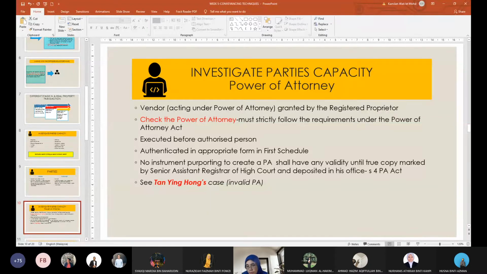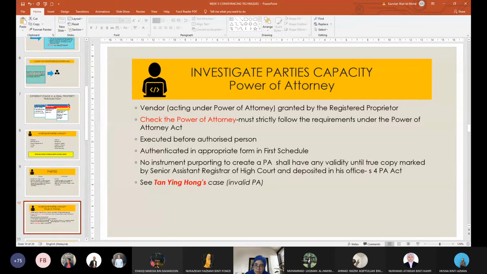No instrument purporting to create a PA should have any validity until the true copy is marked by the Senior Assistant Registrar of the High Court, which I mentioned earlier must be registered in the High Court. If you can recall the case on land fraud, indefensibility of title, this case involved an invalid PA, which was actually obtained through fraud. So when the PA is obtained through fraud, the whole transaction becomes invalid.